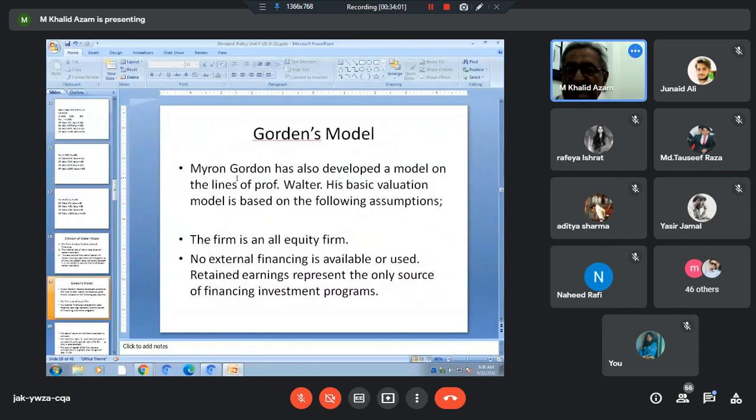So now see, he has also developed a model on the lines of Professor Walter. His basic valuation model is based on the following assumptions. Now see here. The firm is an all equity firm, so there is no debt component in the firm. So this he has assumed. This part is similar to the earlier model, but in this case he has specifically mentioned that it is completely an equity firm. There is no debt component in it. No external financing is available or used. We have already considered that in the earlier case also.